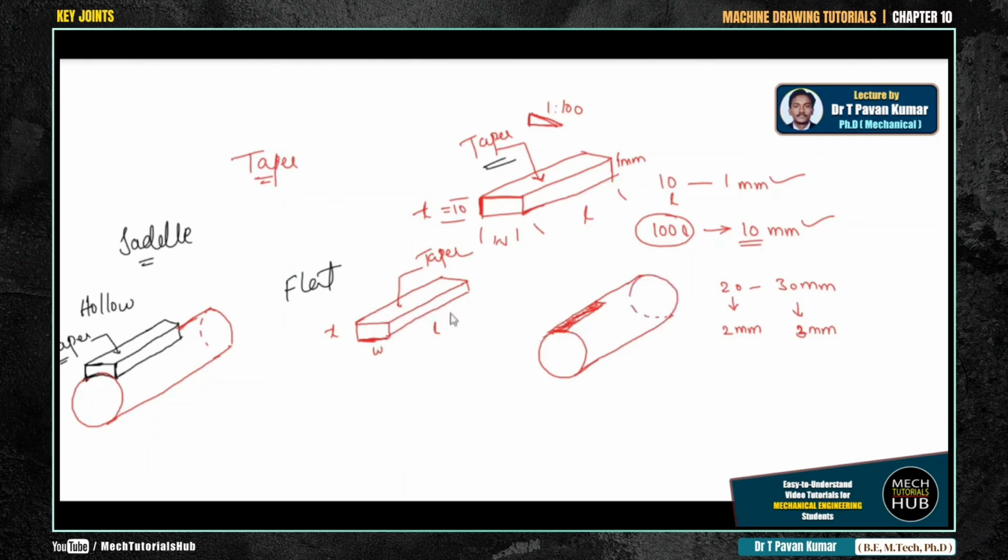And the complete keyway is taken by the hub only. The hub will take the complete keyway. This is the main difference of a saddle key. Whether it is a hollow or a flat key, the hub is going to take the complete keyway portion. Whereas this is completely different in case of a sunk key, which we'll see now.